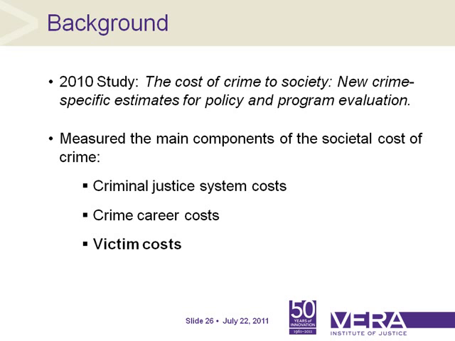So the study that I'm talking about is entitled The Cost of Crime to Society, New Crime-Specific Estimates for Policy and Program Evaluation. It was a 2010 study published in Drug and Alcohol Dependence. In this study, we measured the societal cost of crime, focusing on the three main components: criminal justice system costs, which include things like police protection, legal and adjudication services, and corrections costs.